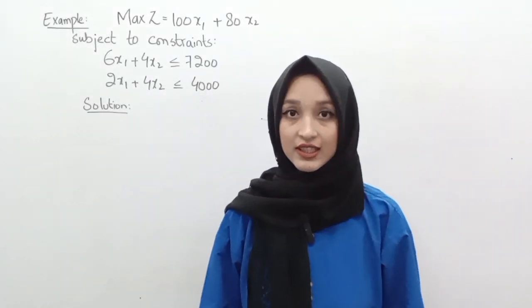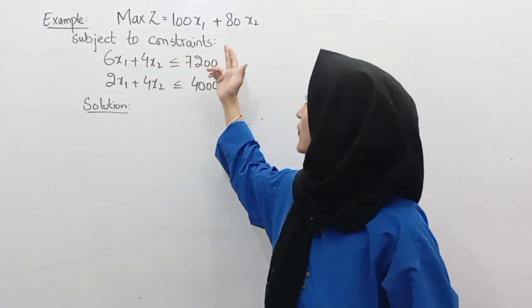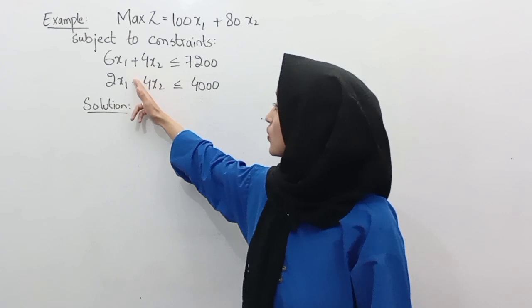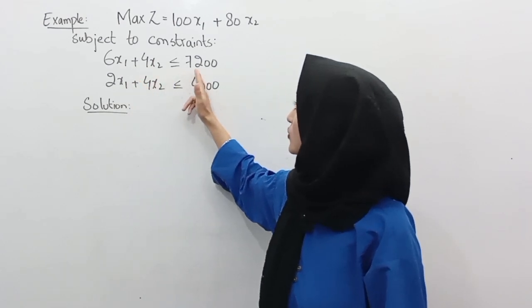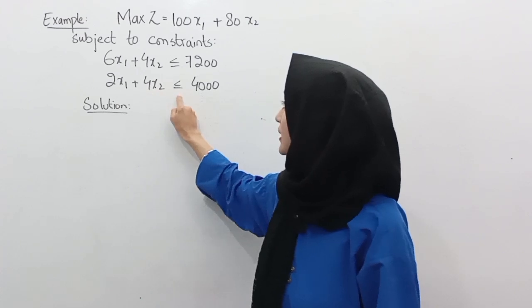Okay, so here is an example. The objective function is maximum of z equals 100x1 plus 80x2, and the constraints are 6x1 plus 4x2 is less than or equal to 7200, and the second is 2x1 plus 4x2 is less than or equal to 4000.